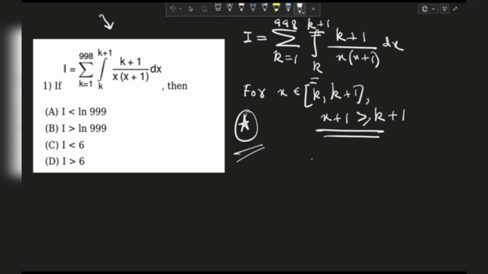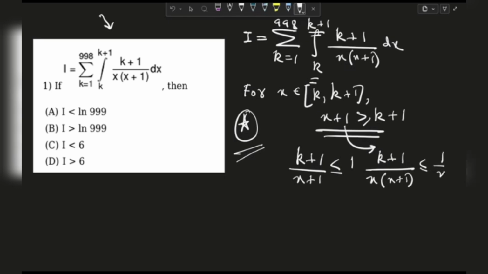So now if we take this thing to the denominator side, we will have k plus 1 by x plus 1 less than or equal to 1. And now if we multiply both sides with 1 by x, we will have k plus 1 divided by x into x plus 1 less than or equal to 1 by x. Now the reason I did this is because we have to calculate inequalities, so we need a relation, right? And this is our relation.